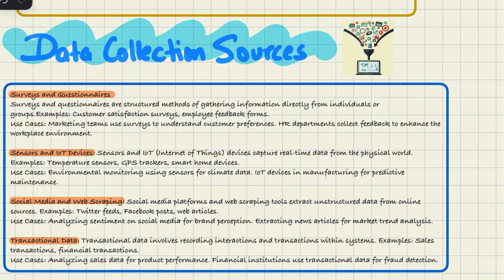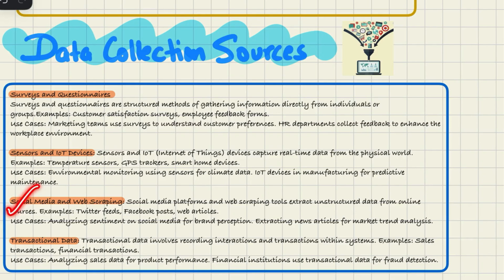We can do it through surveys and questionnaires. So we can have a structured method of gathering information directly from individuals or groups, right? For example, for customer satisfaction we use surveys, and for employee feedback we use questionnaires, asking them a few questions to know how our organization is actually working. Then we also have sensors and IoT devices which capture real time data from the physical world.